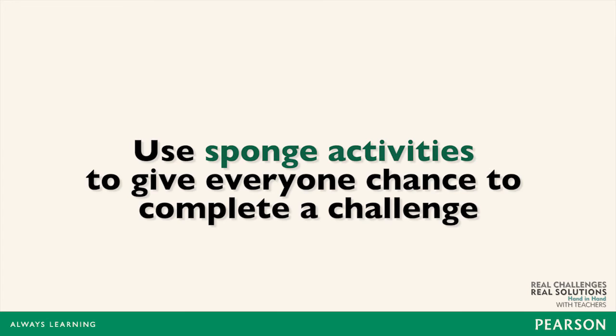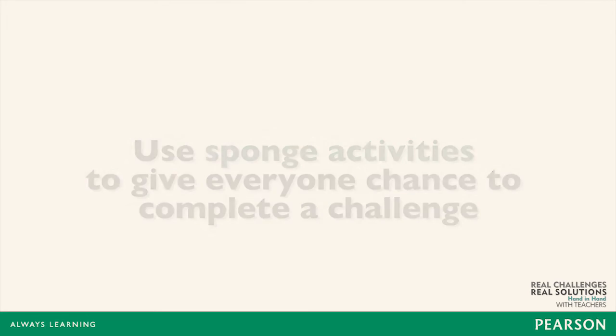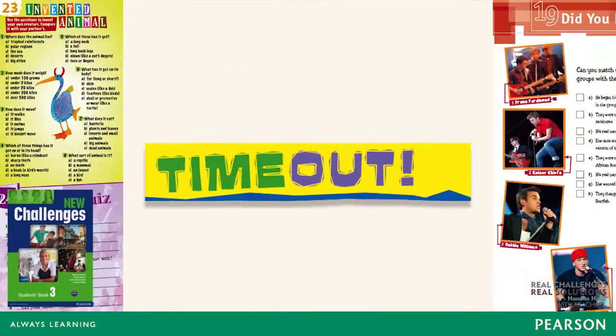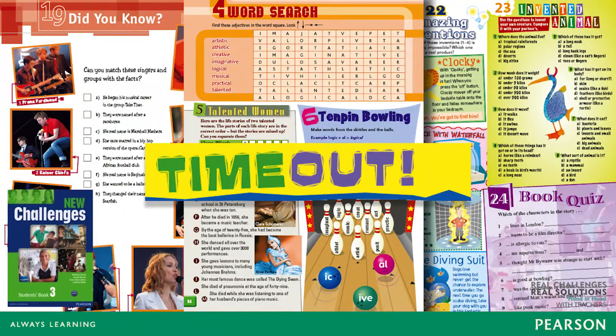Instead, give fast finishers what American educator Madeleine Hunter named sponge activities. Challenges that, like sponges, can expand or contract depending on the space and time allowed. Make up your own on the spot. If we're learning adjectives to describe personality, as I introduced earlier, how about asking fast finishers to rank the adjectives according to the most desirable traits in a boyfriend or girlfriend? You could alternatively use the ready-made activities like the TIMEOUT activities at the back of New Challenges.